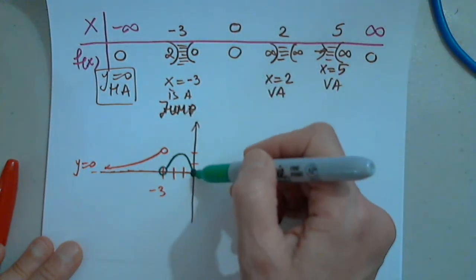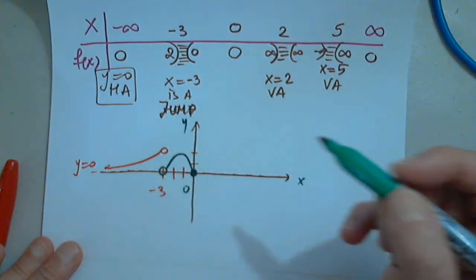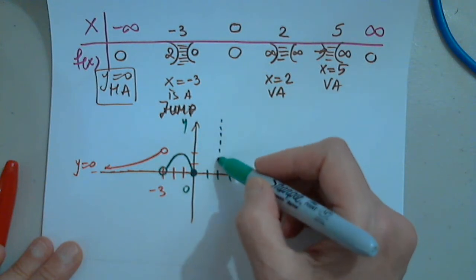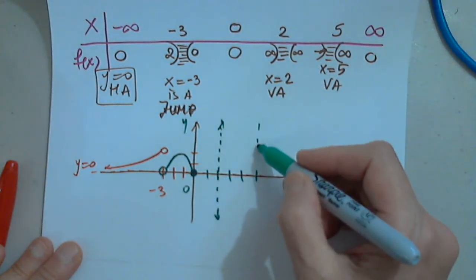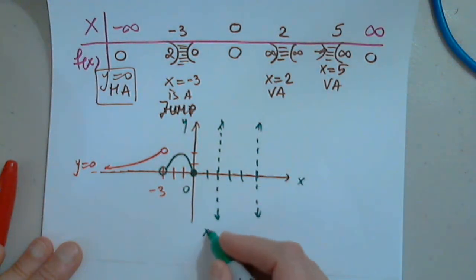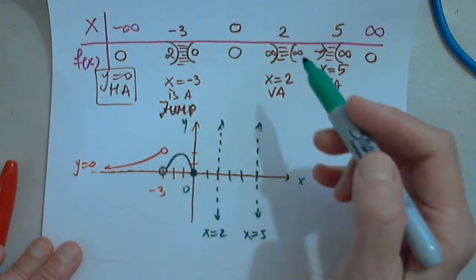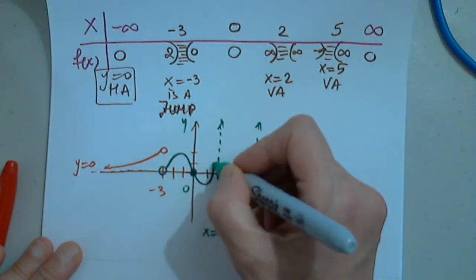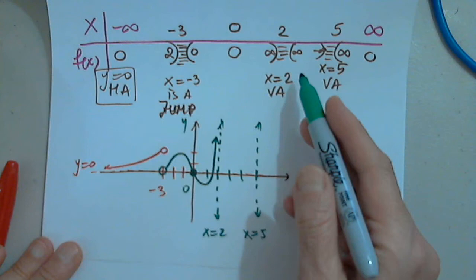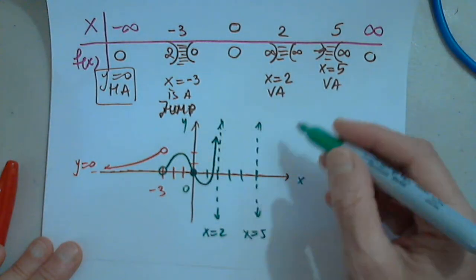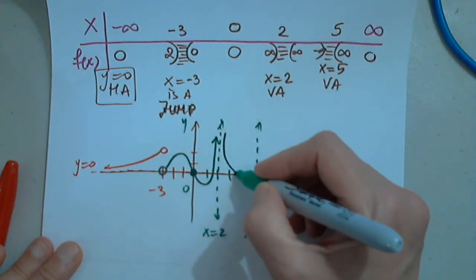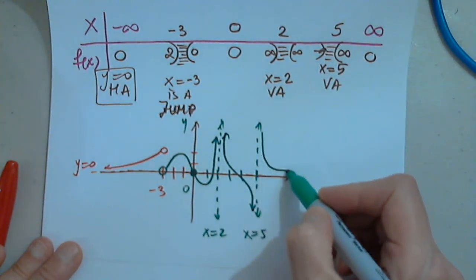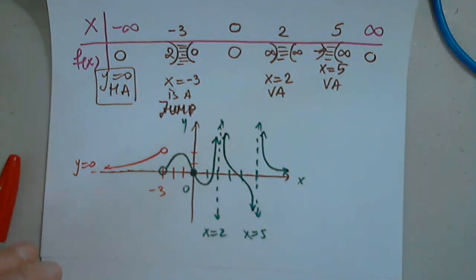This is the point 0, 0. Then I move on to 1, 2, 3, 4, 5. It goes to positive infinity. On the other side, also positive infinity, but it drops to negative infinity, and then it's coming from positive infinity to 0. So this is my example.